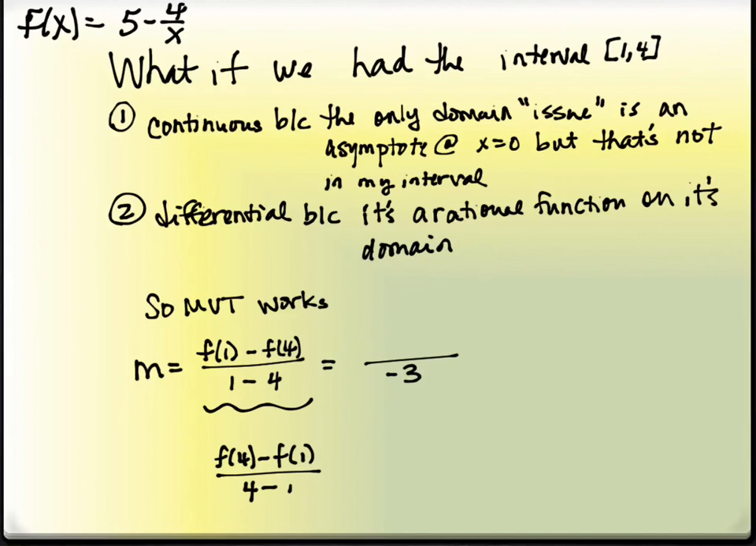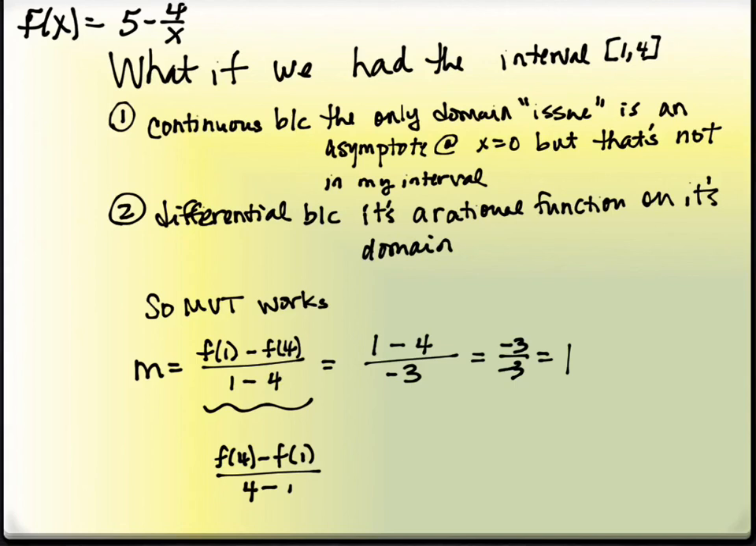So what is f of 1? If I plug the number 1 into 5 minus 4 over 1, I get 1. And what happens if I plug the number 4 into 5 minus 4 over 4? I get 4. So on this one, I end up getting negative 3 over negative 3. Callie, yours should say 3 over 3. Did it? Good. And so I get a slope of 1. I promise the slopes are not always nice and beautiful ones and negative ones. They can be ugly. But you're going to get a slope.